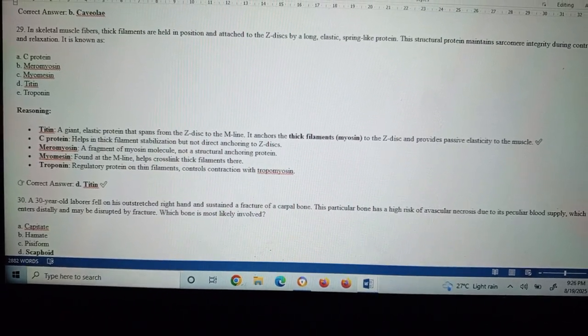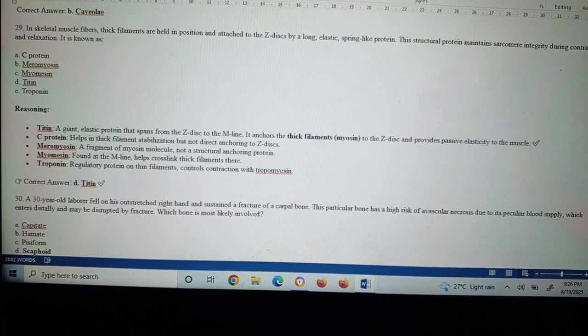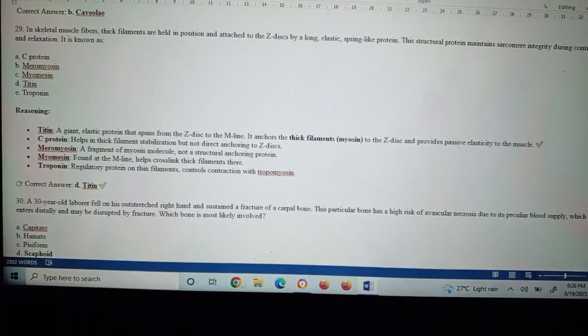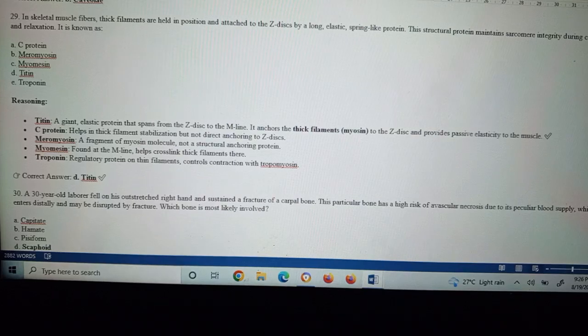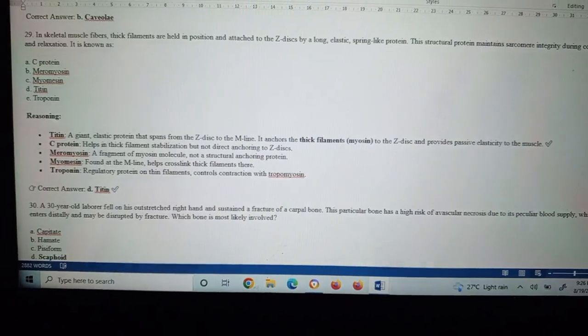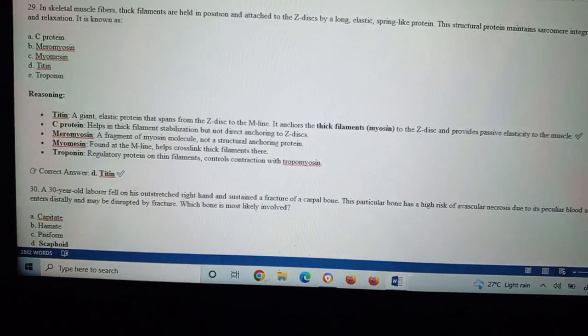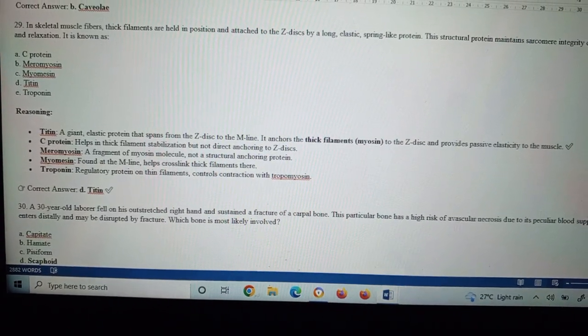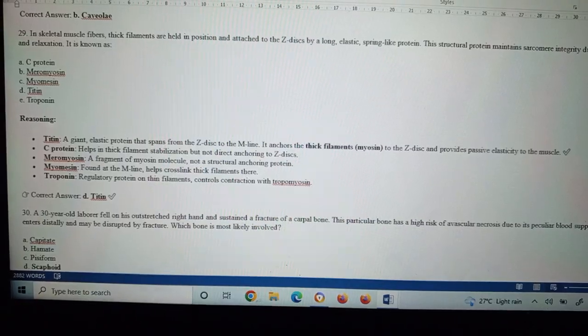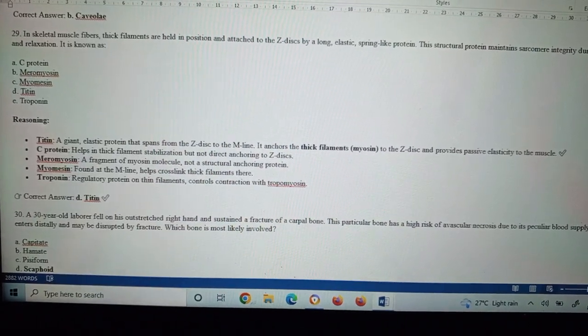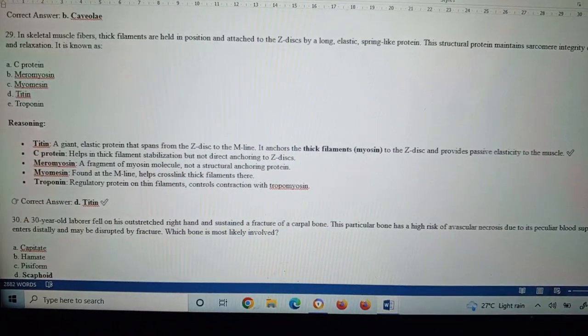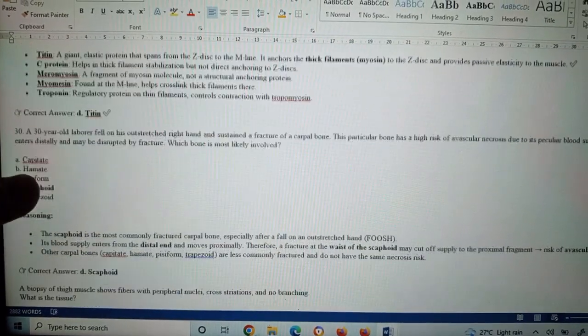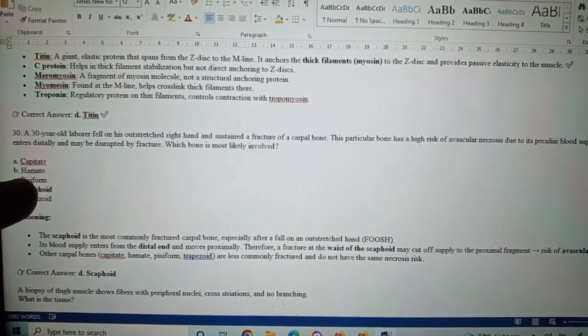C protein helps in thick filament stabilization but not direct anchoring to the Z disc. Meromyosin is a fragment of the myosin molecule, not a structural anchoring protein. Myomesin, found at the M line, helps cross-link thick filaments there. Troponin is a regulatory protein on the thin filament, which controls contraction with tropomyosin. The correct option was titin, that giant elastic protein.